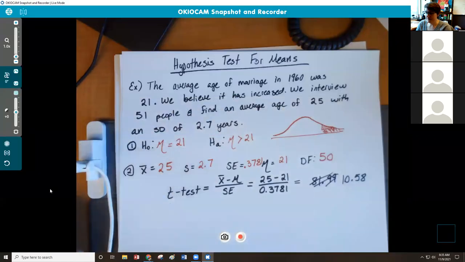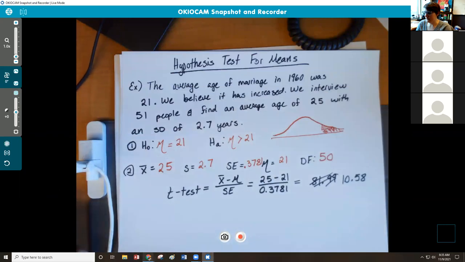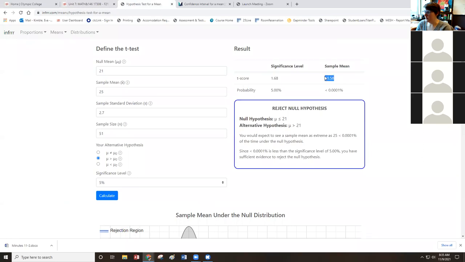And the 1.684 would be our p-value? So, hold up. That's not the right window. This is right. So this is our t-test statistic, and our p-value would be zero. These numbers on this side are telling you that you're going to reject your null hypothesis if your t-score is 1.68 or more, or if your probability is 5% or less. That's what those numbers on the left-hand side are telling you.